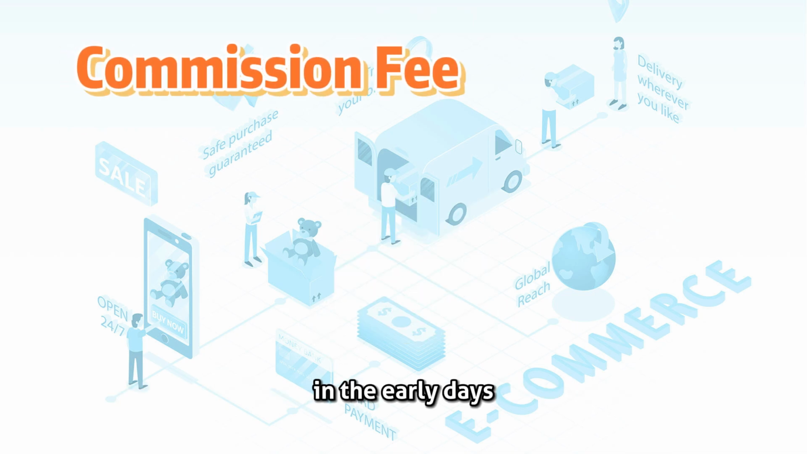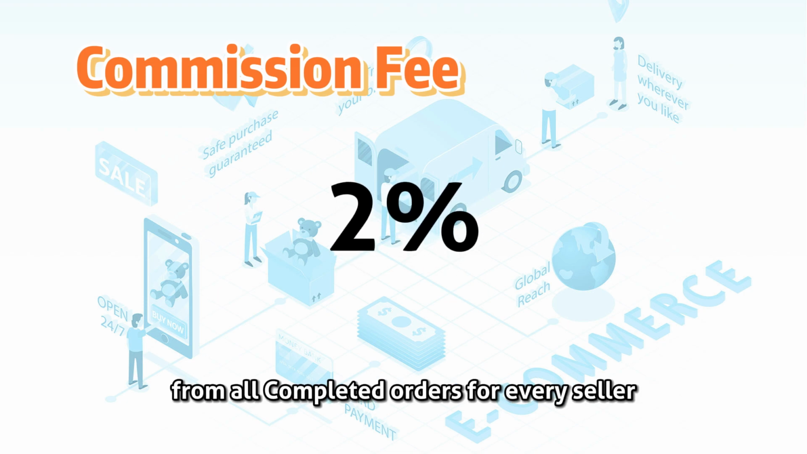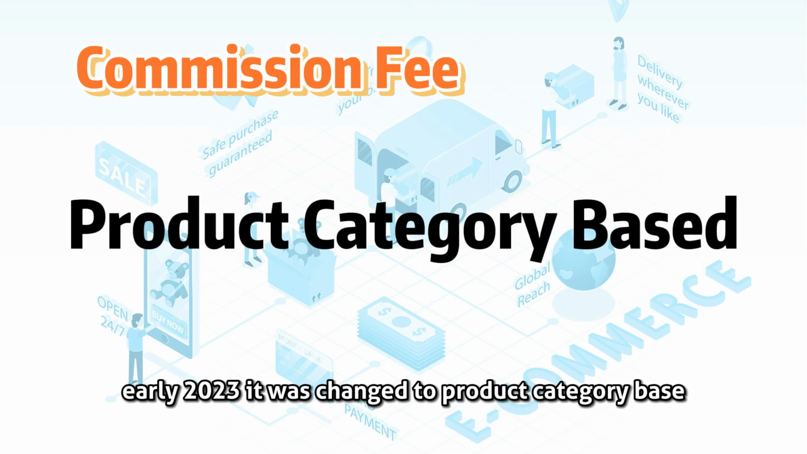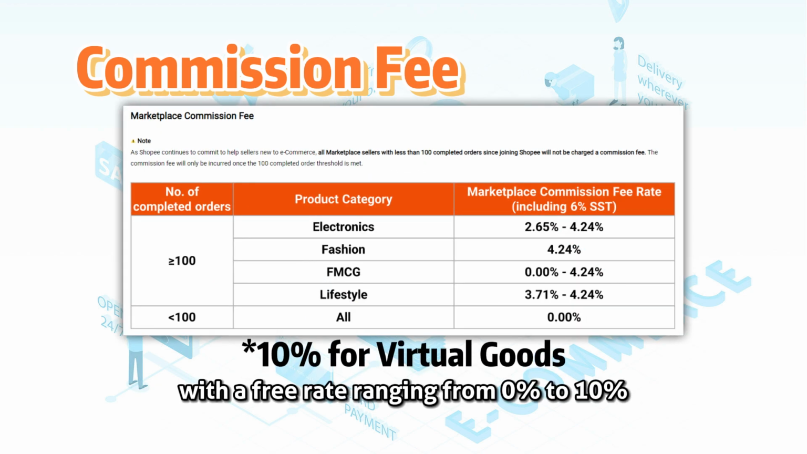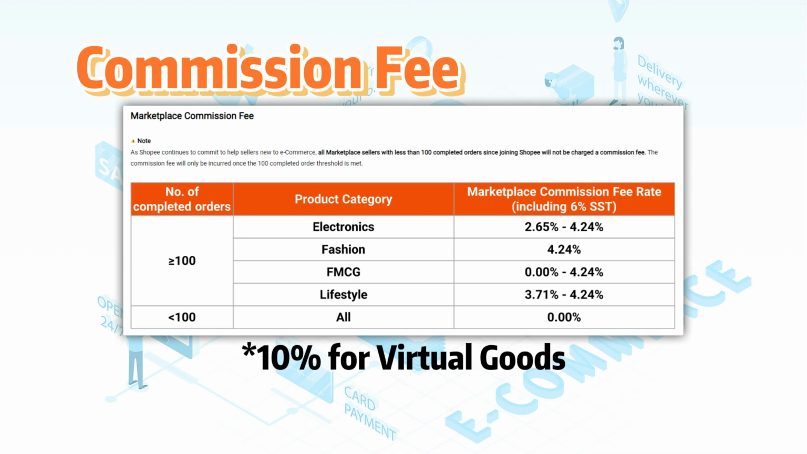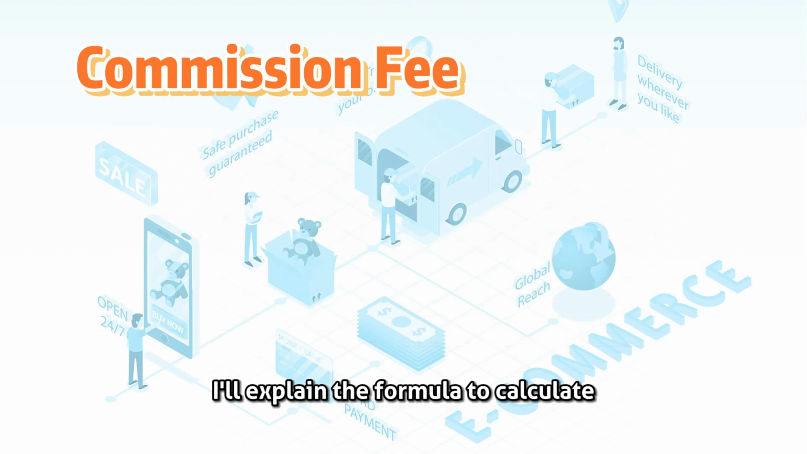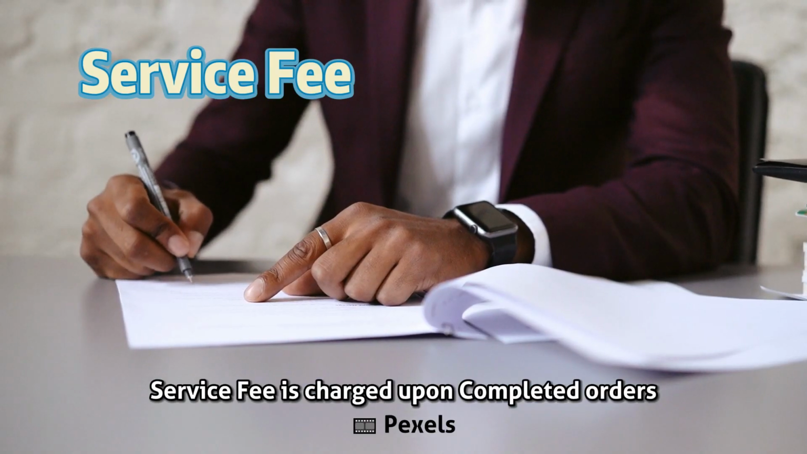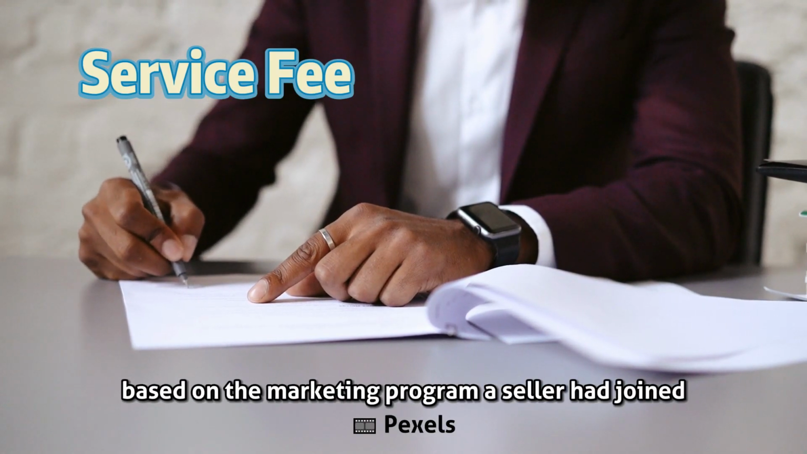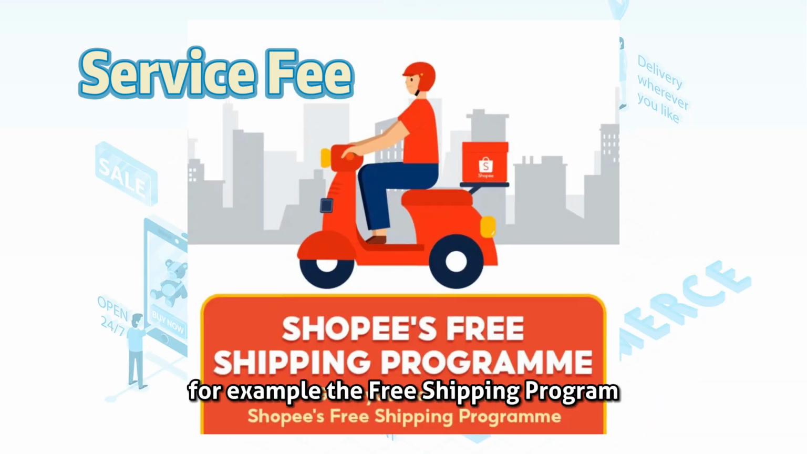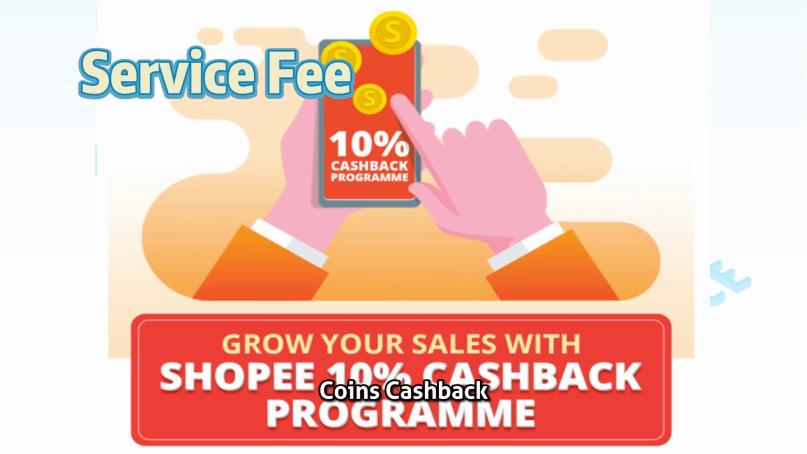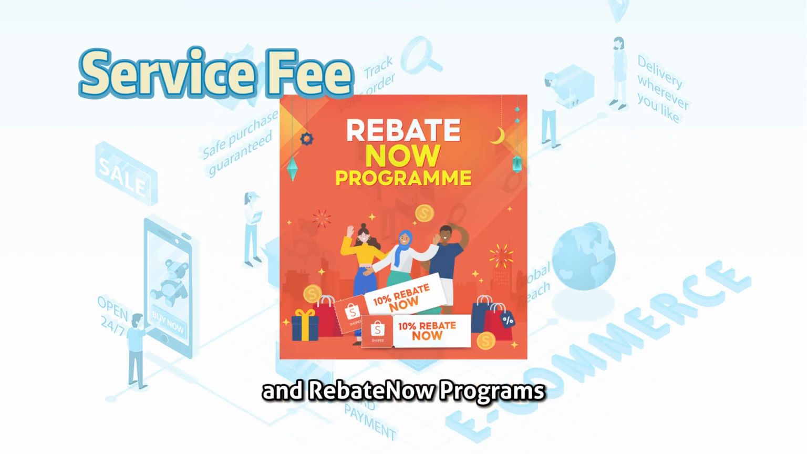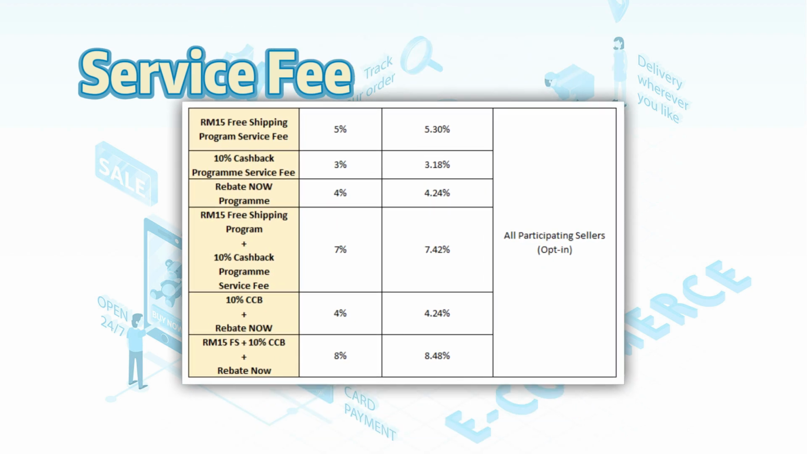In the early days, Shopee Malaysia collected 2% from all completed orders for every seller. Early 2023, it was changed to product category base, with a fee rate ranging from 0% to 10%. I'll explain the formula to calculate together with service fee. Service fee is charged upon completed orders based on the marketing program a seller had joined. For example, the free shipping program, coins cashback, and rebate now programs. Here's their respective fee rate.